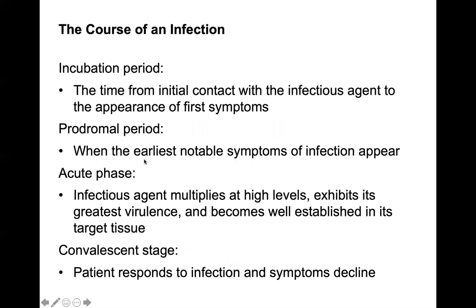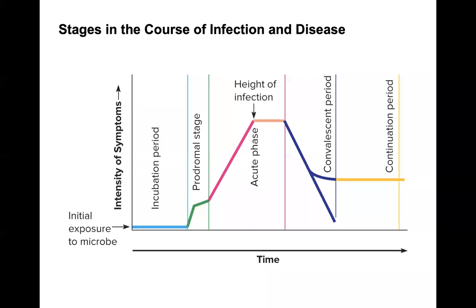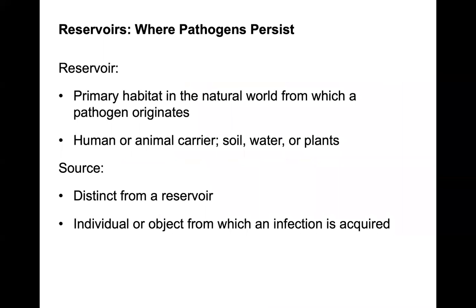There we go. Sorry. So the course of infection, we have what's called the incubation period. This is the time from the initial contact with the infectious agent to the appearance of the first symptoms. The prodromal period is when the earliest notable symptoms of infection appear. The acute phase is when the infectious agent multiplies at high levels, exhibits its greatest virulence, and becomes well established in the target tissue. And then the convalescent stage is when the patient responds to infection and symptoms decline. And here you can see the stages in the course of infection and disease.